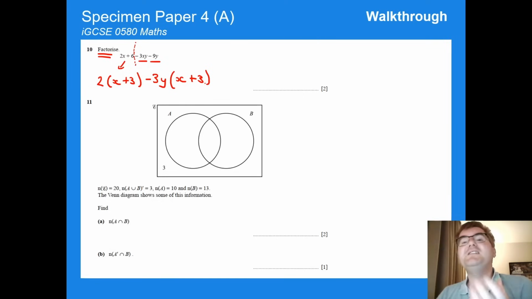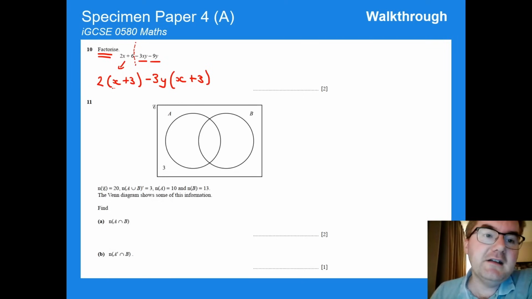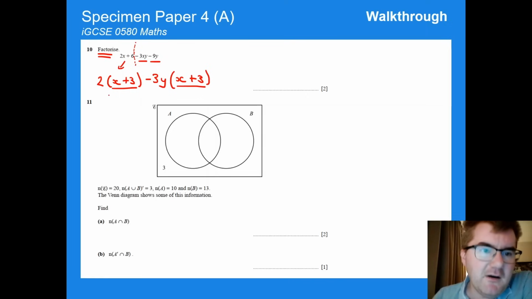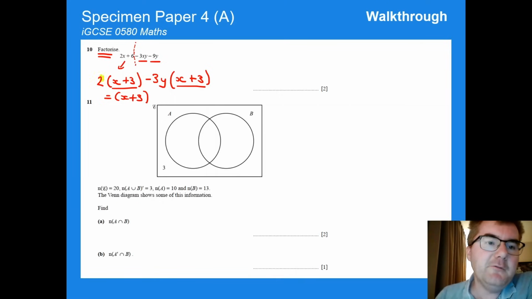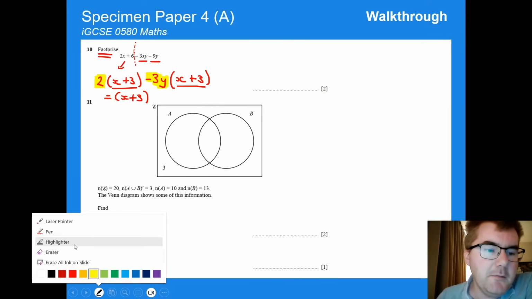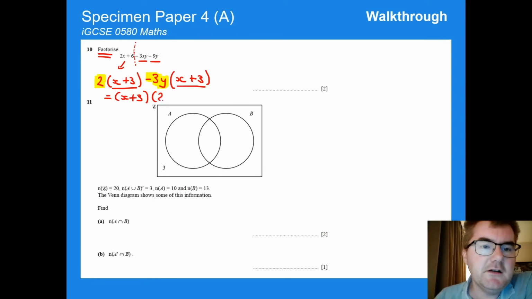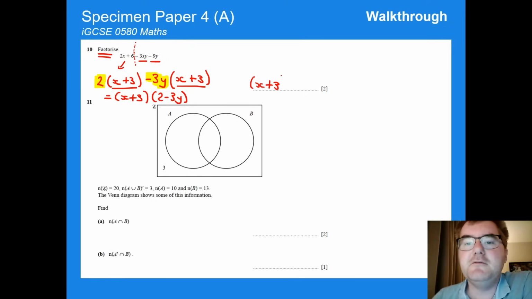Now they always set up these questions so the brackets will always be the same. So notice we have x plus 3 in both. So our nice little step for the last part to factorize this is we take the x plus 3 and put it in 1 bracket, and whatever we're left with outside, so 2 and minus 3y, we then put into our second bracket. So our final factorization is x plus 3, 2 minus 3y.